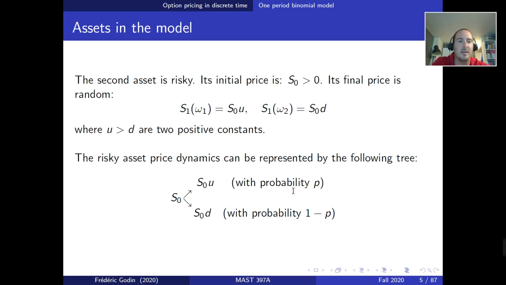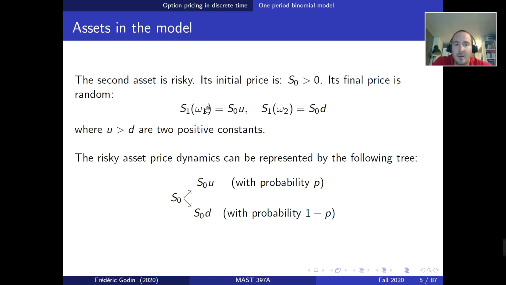The second asset we consider is a risky asset. So the previous asset was risk-free, it was deterministic. Now this one is random and risky. So the second asset, denoted S, we assume it has an initial price at time 0, denoted by S0. We assume its price is greater than 0, so you can think of S as a stock, for example. And we're going to assume that its final price at time 1 is random.